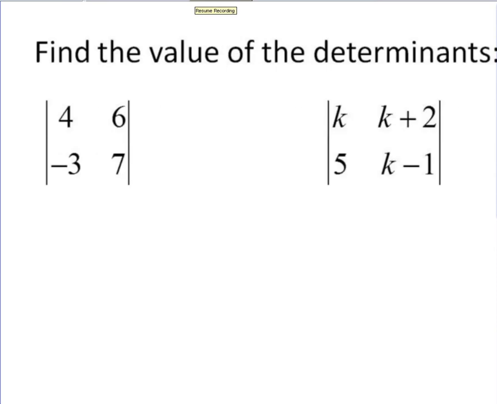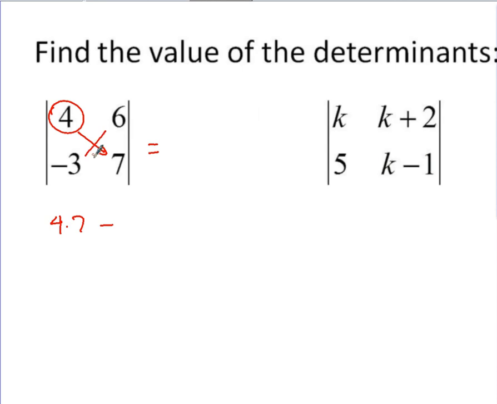All right, so if we find the value of the determinant, starting with this first one, we start in the upper left-hand corner. So I'm going to start with 4 up here. We're going to multiply diagonally to the lower right-hand corner to 7. I actually write out the steps as we're getting used to this. 4 times 7.